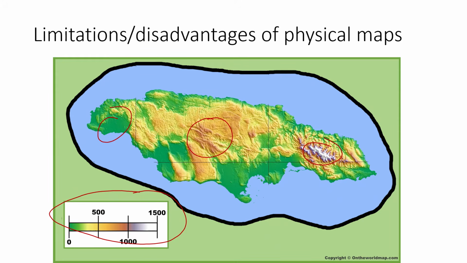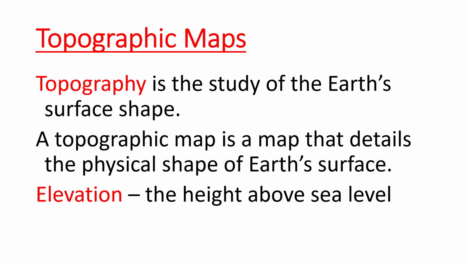But it's not very exact. We're going to get into this study of what we call topography. Topography, red bold-faced word, is the study of the Earth's surface shape, of which elevation is a big part because the higher or lower it is dictates the shape of the land. A topographic map is one that gives us some more details.